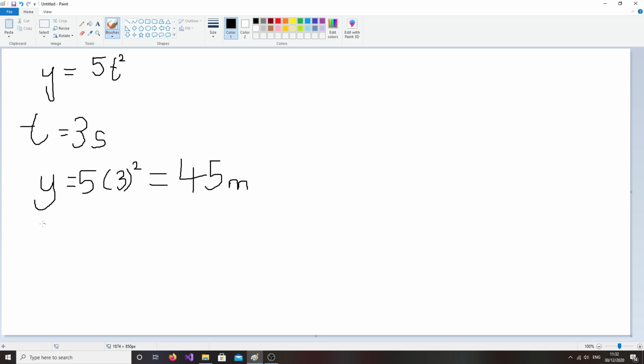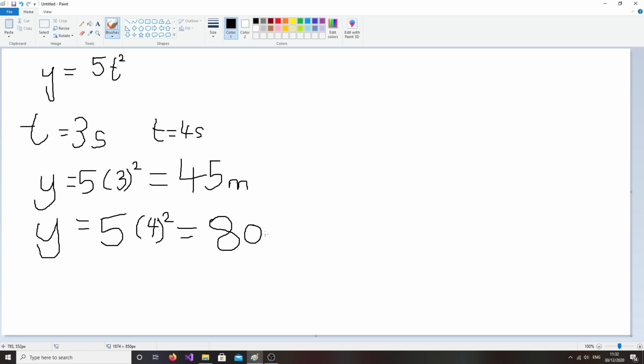But what if t equals 4 seconds? Then it'll be 5 times 4 squared. 4 squared is 16, and 16 times 5 is 80 meters.